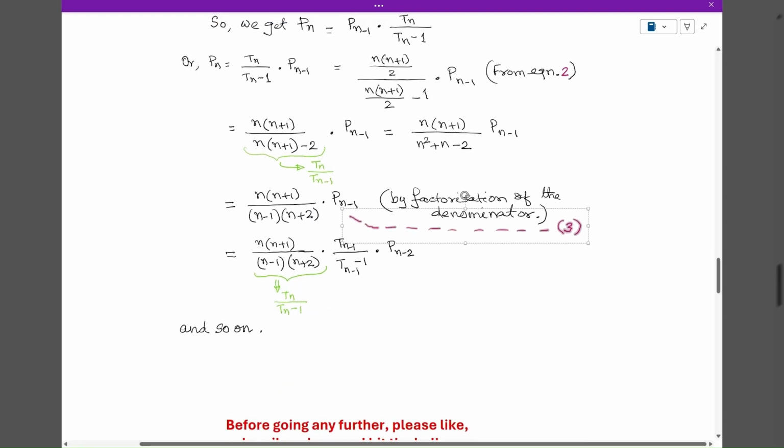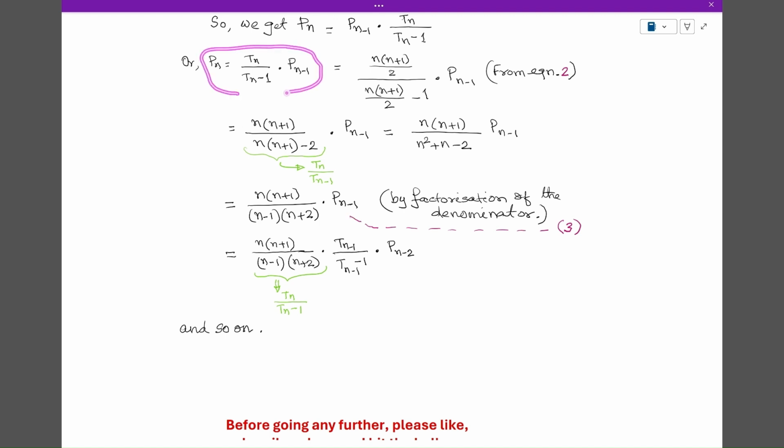That is equal to, by factorization of the denominator, (n+1)/((n-1)(n+2)) multiplied by P(n-1). Let us call it equation 3. And that is equal to n(n+1)/((n-1)(n+2)), and this term, by recursive use of this formula, we can write as T(n-1)/(T(n-1)·P(n-2)), and so on.